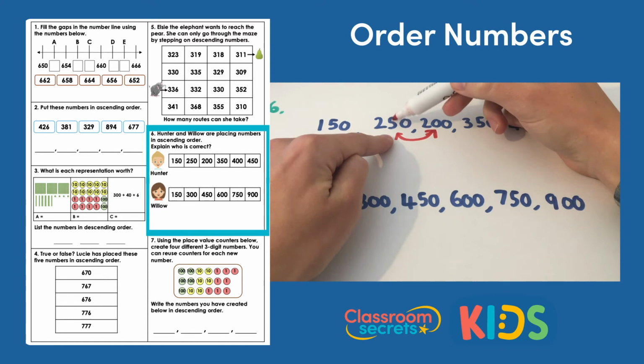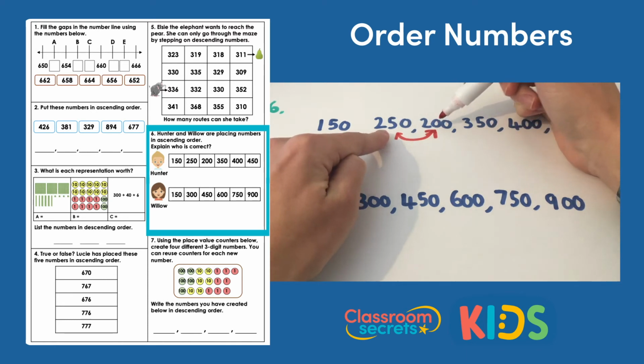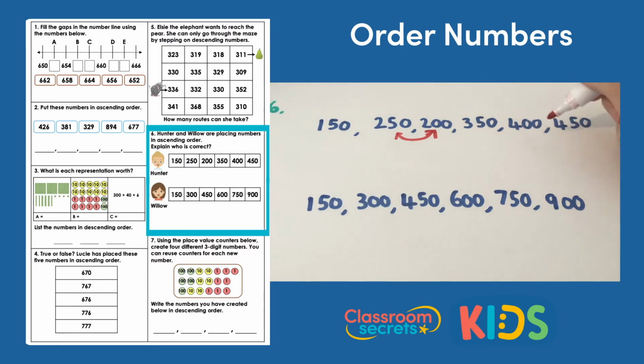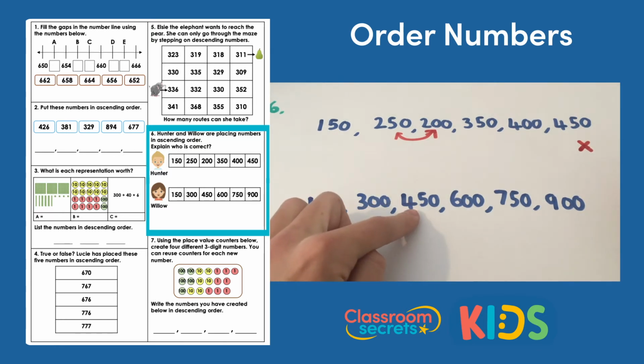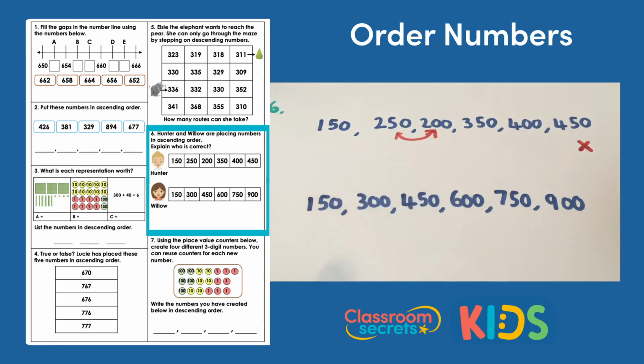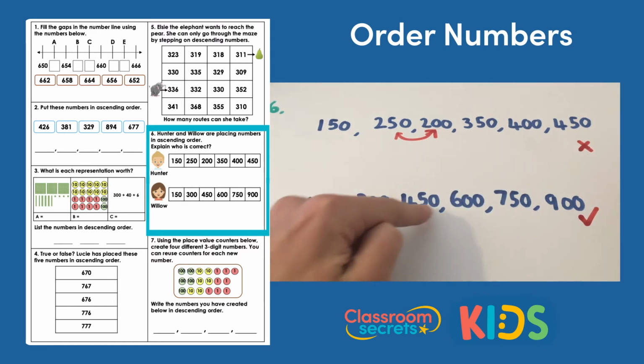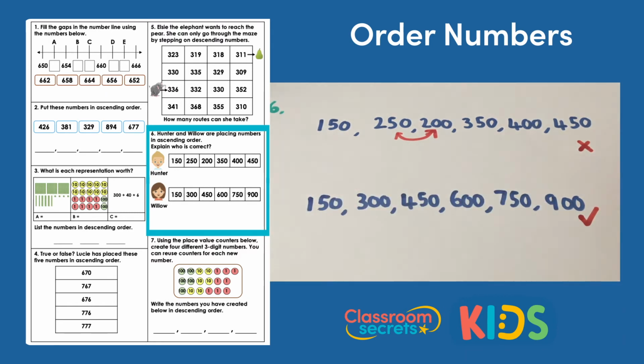There are 5 tens here and there are 0 tens here. So 200 is smaller than 250. So Hunter, he is wrong in his counting. Let's just double check Willow. 150, 300, 450, 600, 750, 900. Now Willow is correct in her counting, and we can tell that because each 100 is bigger than the previous number. 100, 300, 400, 600, 700, 900.